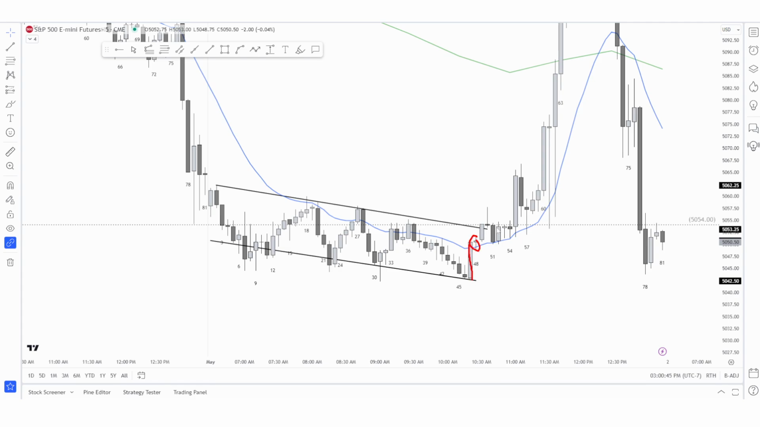47, 48 is good follow through. This is the first time bulls have closed a bar above the EMA. So they tried to break out, failed, tried to break out, failed, tried to break out, failed. Broke out, follow through, another bar.